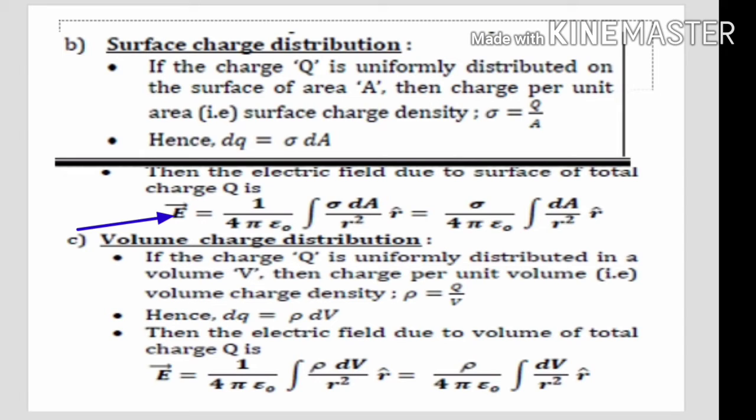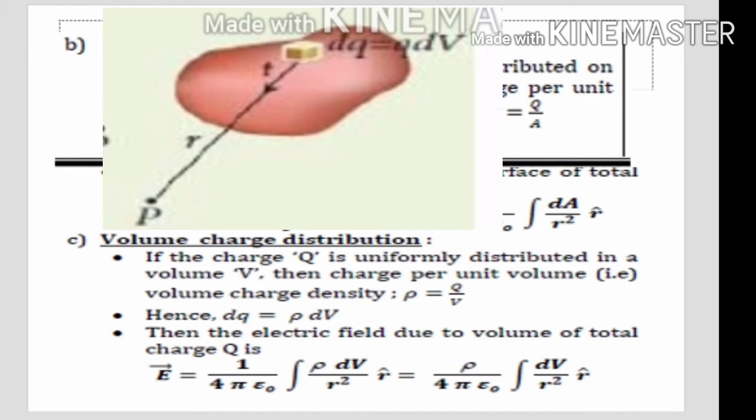Next one is volume charge distribution. Let us imagine a uniformly charged object of volume capital V. Let capital Q be the charge of the object. And what will be the charge density of the object? That can be determined by the equation rho is equal to Q by V, which means that the volume charge density is defined as the charge per volume.